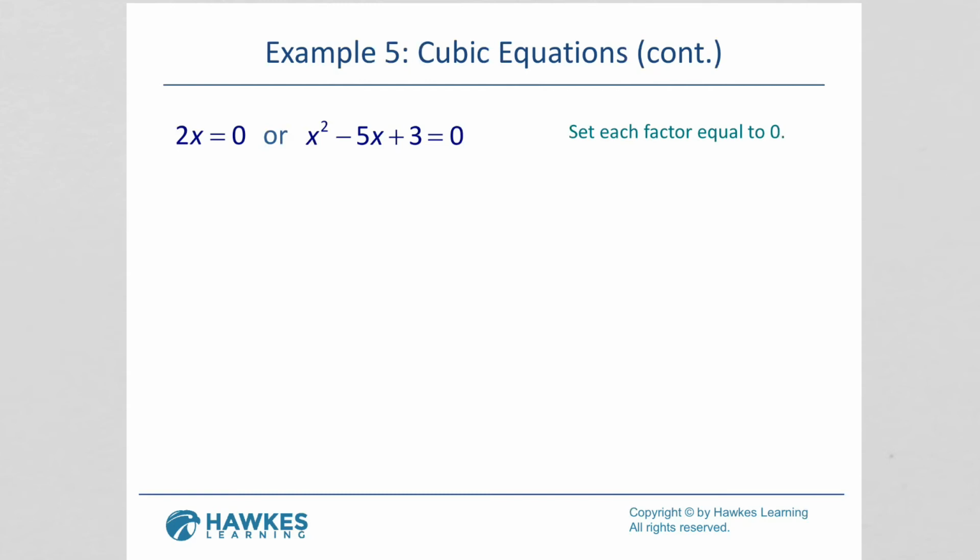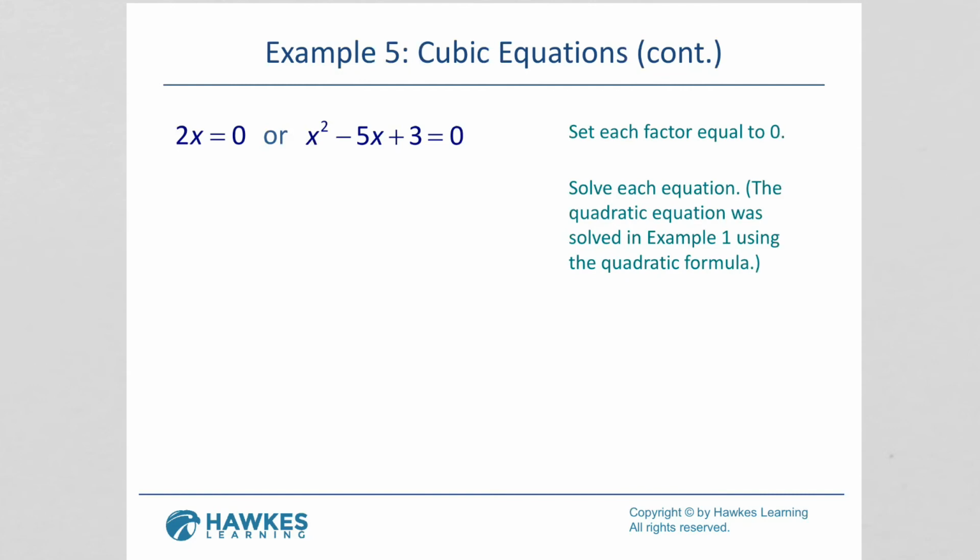So I've got the 2x equals 0, that's one of my factors, and then x squared minus 5x plus 3 equal to 0. And I'm going to factor that x squared minus 5x plus 3, or use the quadratic formula.